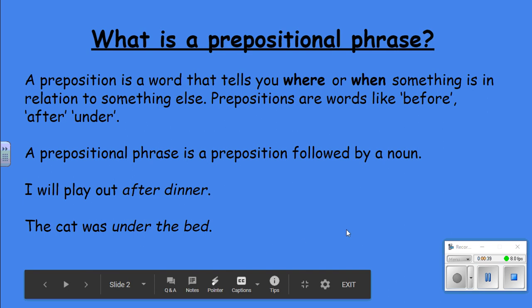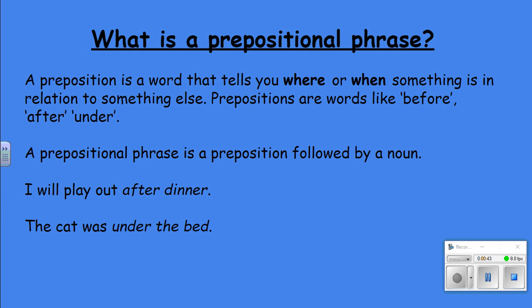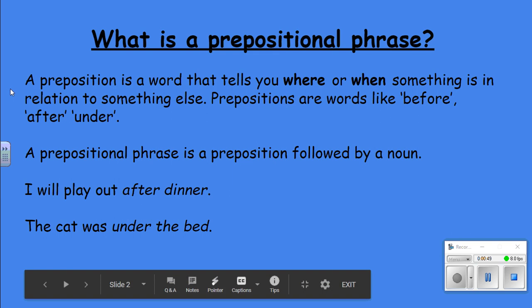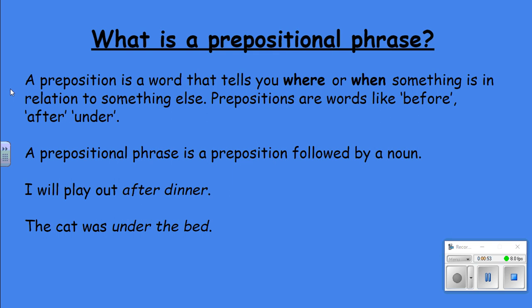So the question that we're thinking about today is, what is a prepositional phrase? If you remember, on Tuesday we learnt what a preposition was, and we've got here a reminder. A preposition is a word that tells you where or when something is in relation to something else. Prepositions are words like before, after, and under. And a prepositional phrase is a preposition followed by a noun.